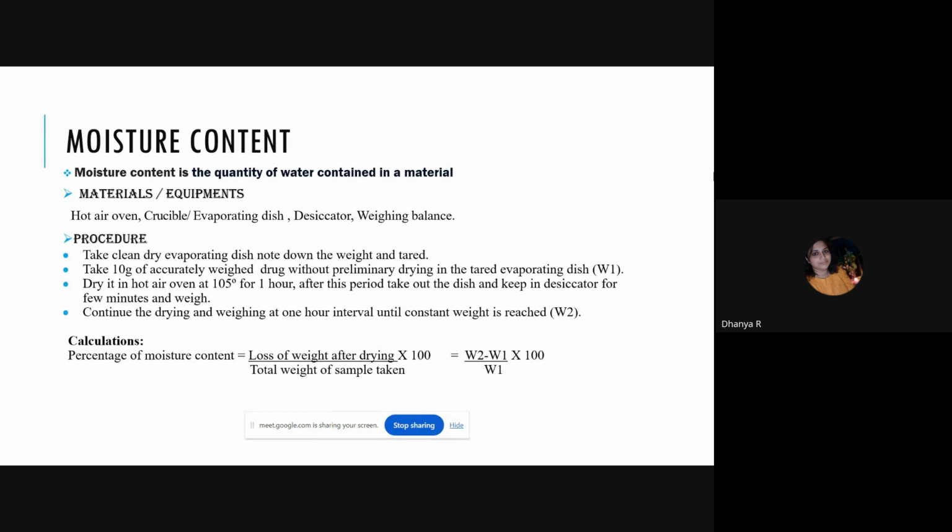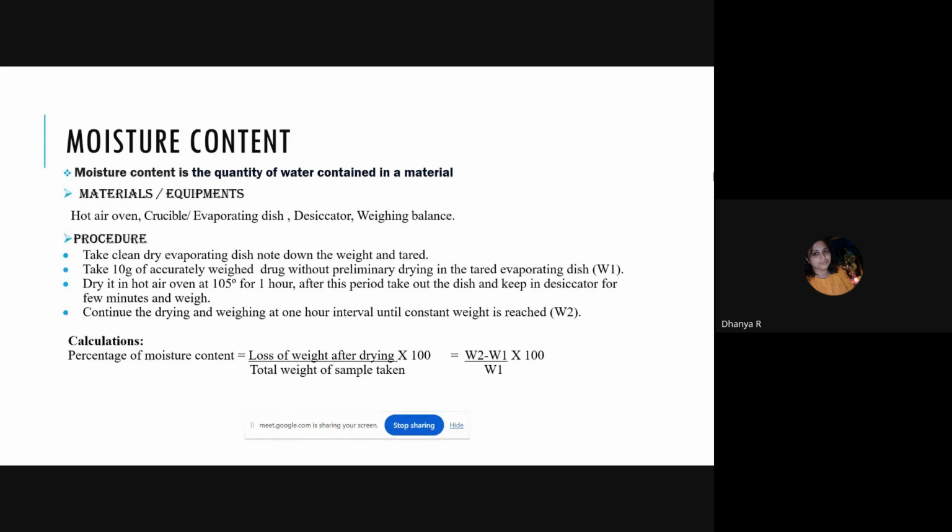The equipment used for this practical is a hot air oven, crucible or evaporating dish, desiccator, and weighing balance. So first you have to take a clean, dry evaporating dish and note down the weight, and it should be tared. You may know that procedure. You can push the tare button on your weighing balance so that the weight comes to 0.